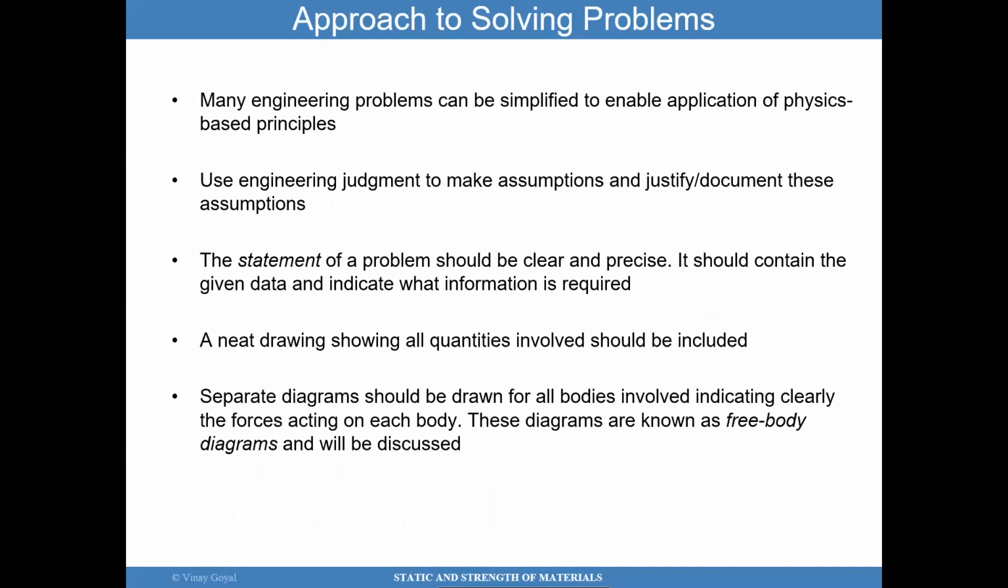Many engineering problems can be simplified to enable applications of physics-based principles. You may have to use engineering judgment to make assumptions and to justify the assumptions. It's important that the statement of the problem that you're trying to solve be clear and precise. It should contain all the data you need, but if it's not there, you may have to make assumptions, and we just discussed that. Also, make sure you can translate the problem into a neat drawing that shows all the quantities that should be involved in the problem. And then finally, like we discussed, free body diagrams may be important, and I'll be discussing that in the very following lecture.